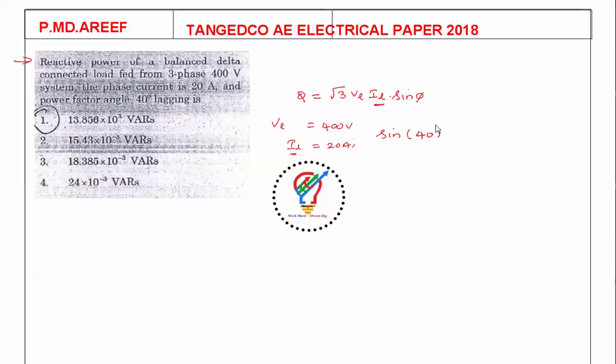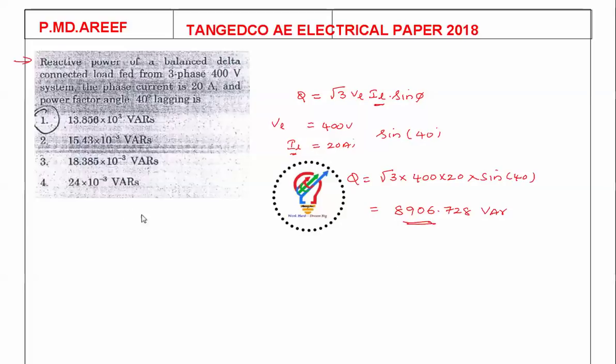40 degrees here. Now if we substitute all together here, Q is equal to root 3 into VL is 400 into 20 into sine 40. So if we substitute this, we may get the answer as 8906.728 VAR. Okay, so here the option is not available. So this is a correct option.